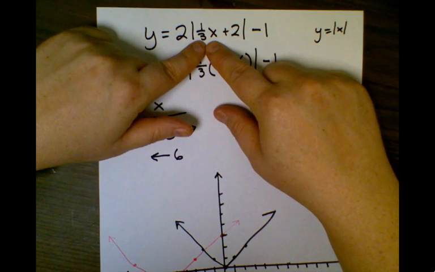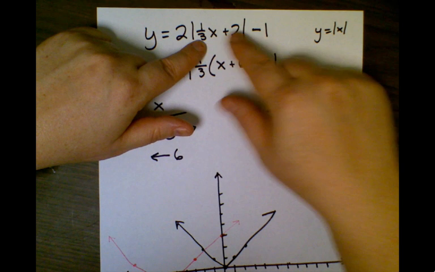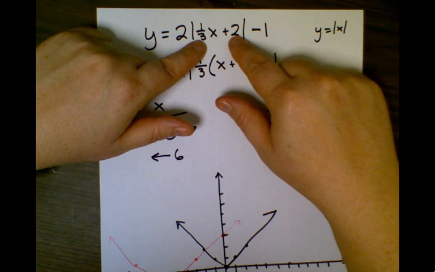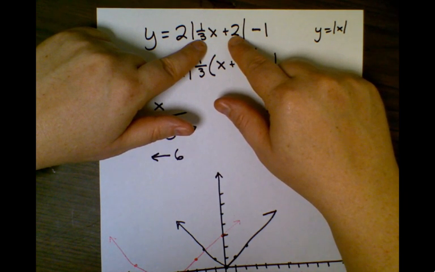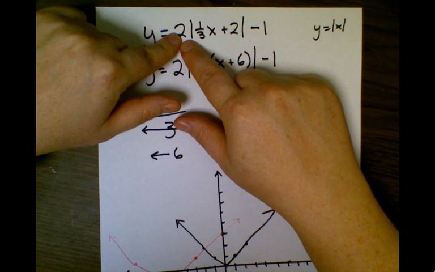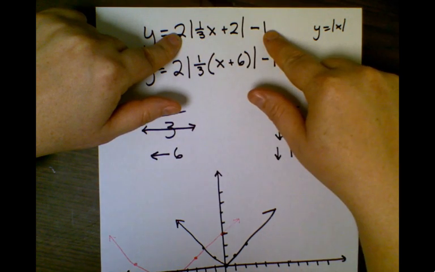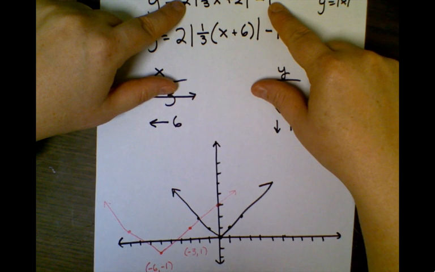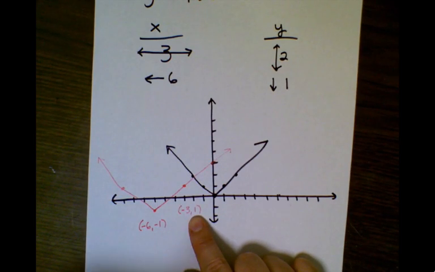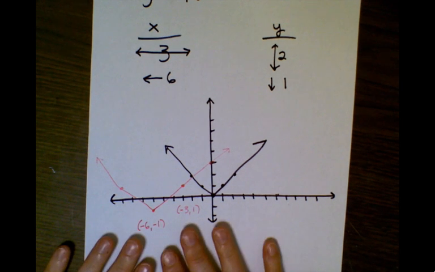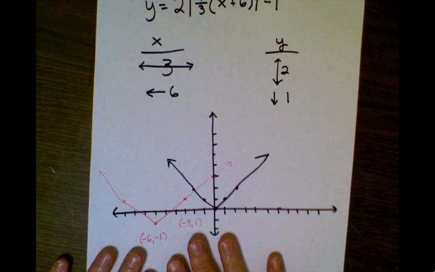Let's try negative 3. 1/3 of negative 3 is negative 1. Negative 1 plus 2 is 1. The absolute value of 1 is still 1. 1 times 2 is 2. 2 take away 1 is 1. When I plug in negative 3, I should get out 1, and I did. Okay? So this is the correct graph of my lovely function.